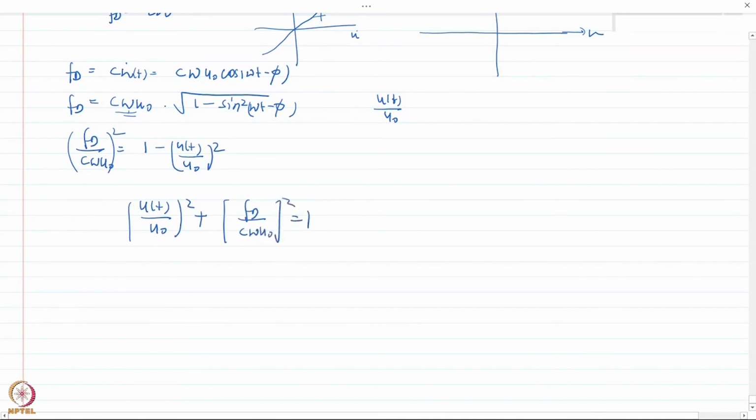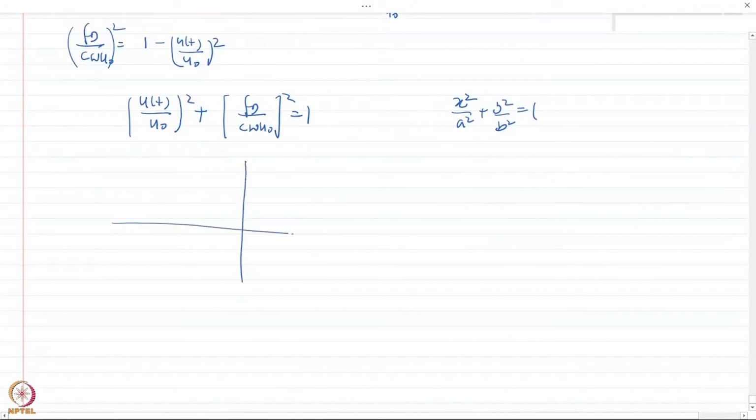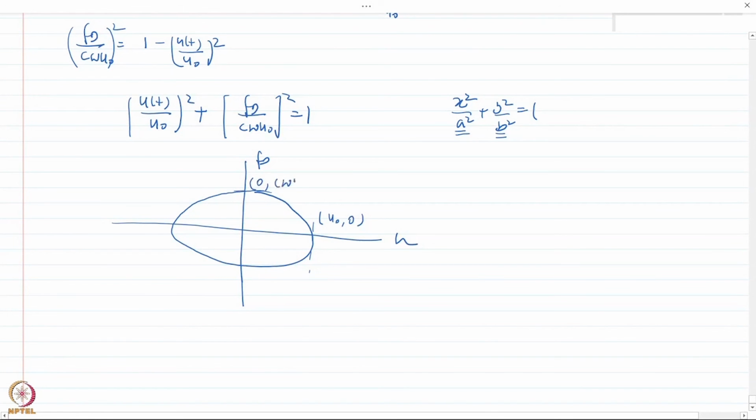This is nothing but the equation of an ellipse. If you remember, the equation of an ellipse looks something like this. So if I try to plot FD versus U, remember the intercepts are basically whatever is the denominator of those respective variables. So it would look like an ellipse with the intercept on the x-axis at coordinate u naught, 0, and the intercept here at 0, c omega u naught.